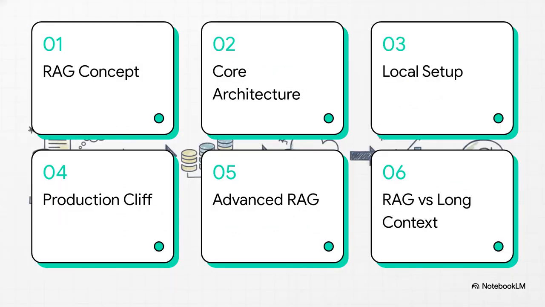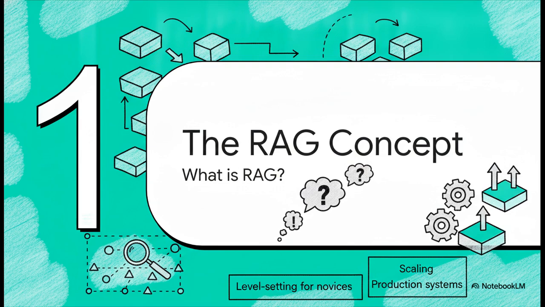Here is the builder's journey we're taking today. We'll start with 1, the RAG concept explained, then move into 2, core architecture, and 3, local setup. After that, we'll hit 4, the production cliff, explore 5, advanced architectures, and finally tackle 6, RAG versus long context. Let's kick things off with Section 1, the RAG concept explained.